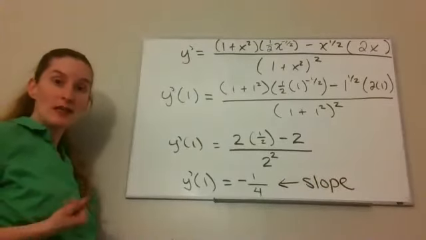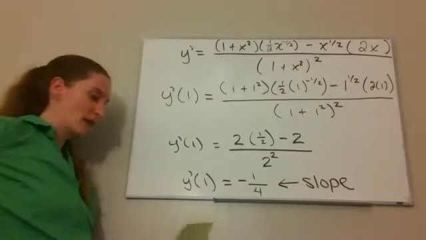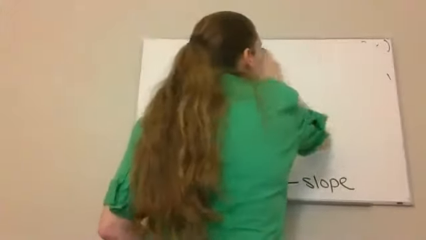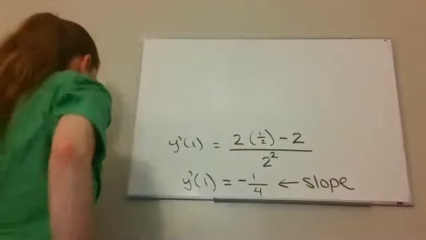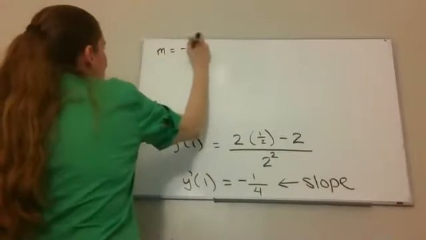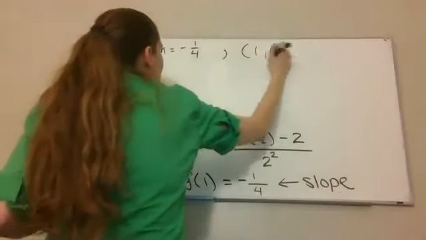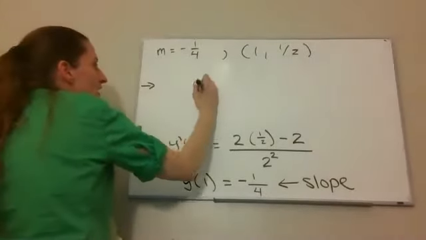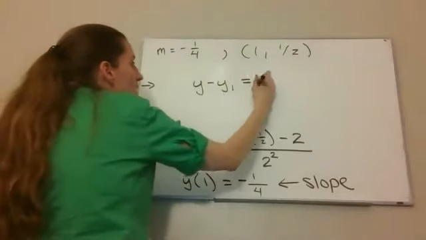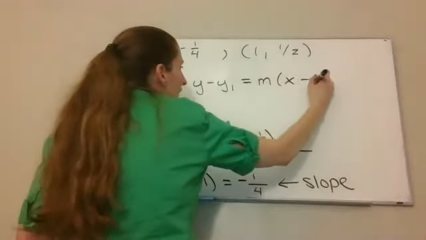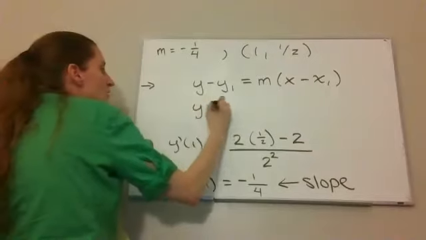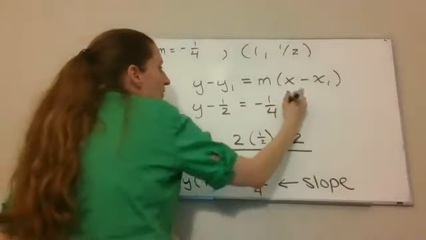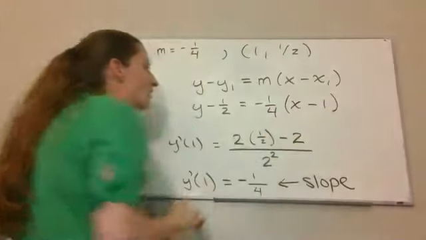So now we have the slope of the tangent line, and they gave us the point, and now we can just use point slope form to write the equation of the tangent line. So we had our slope is negative 1/4, and the point was 1, 1/2. So this means the equation of the tangent line in point slope form, y minus y1 is m times x minus x1. We just fill in a 1/2 for the y1, negative 1/4 for m, and 1 for x1.